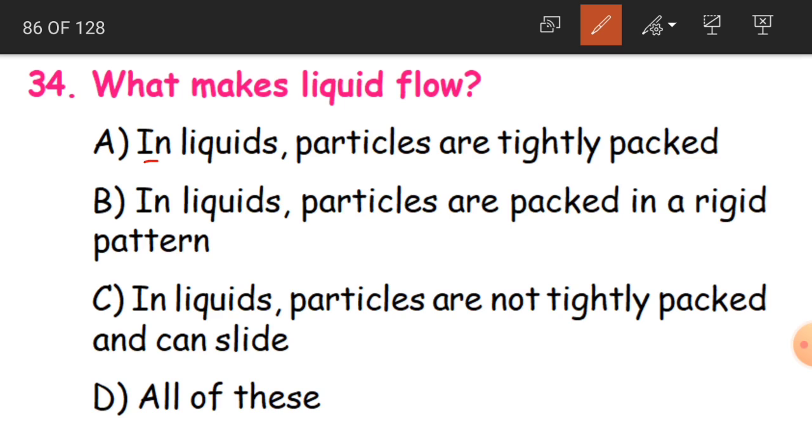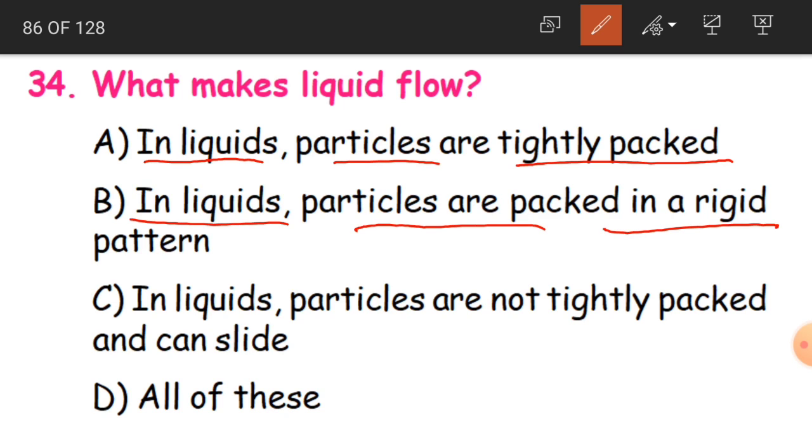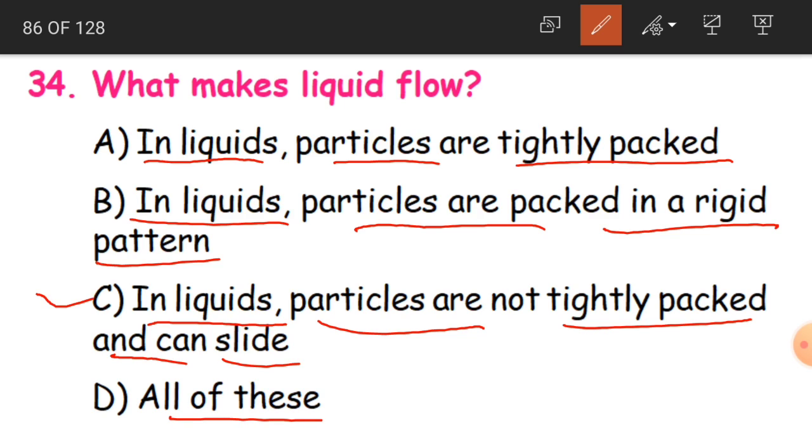In liquids, particles are tightly packed. In liquids, particles are packed in a rigid pattern. In liquids, particles are not tightly packed and can slide. And D, all of these. And the answer is C, children. We have learnt that the small particles which we call molecules and atoms are not tightly packed in liquids. They are not very close together. That is why they can move a little freely.